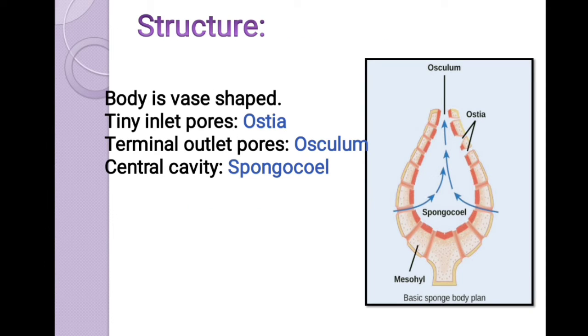Now let us know about its structure. The body of the sponges is vase shaped and it has tiny pores all over the body known as Ostia. These pores are the inlet pores through which the water goes in. The terminal pore is known as the osculum, through which the water goes out. The central cavity is known as spongocoel. This cavity helps in the exchange of gases and forms a space for the food to come in.